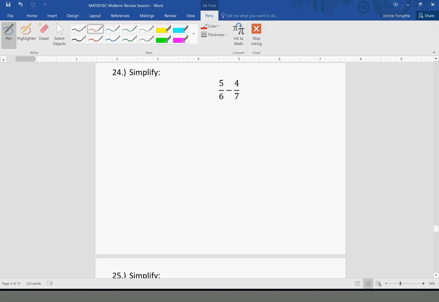All right, 24, simplify. 5 over 6 minus 4 over 7. Okay, so in order to subtract or add fractions, you must have a common denominator. One of the easiest ways to do that is to multiply the denominators that you have, and you will get a common one. And then it may not be the least common one, but then you can simplify it later. So let's multiply this by 6 and this first one by 7.